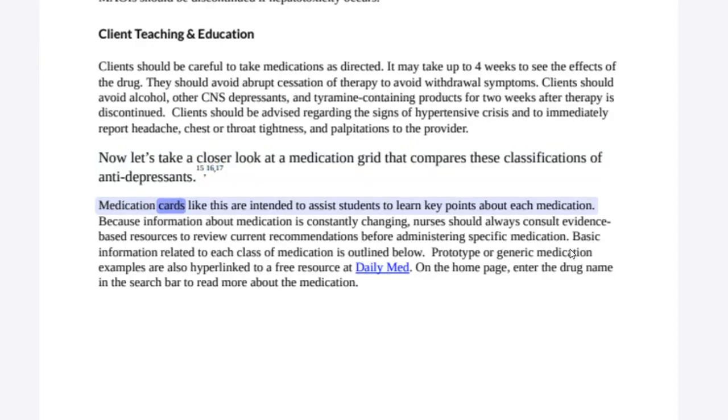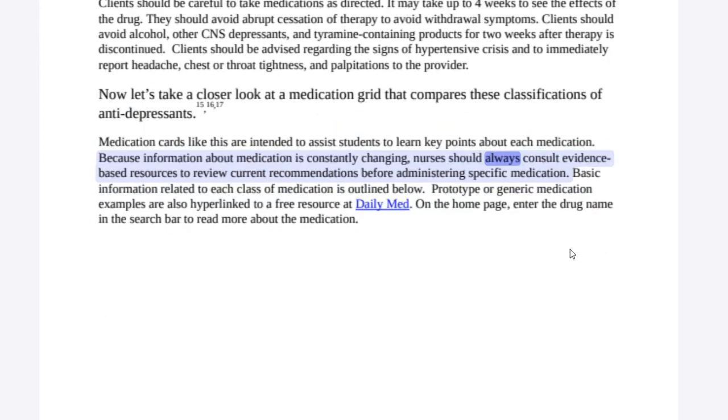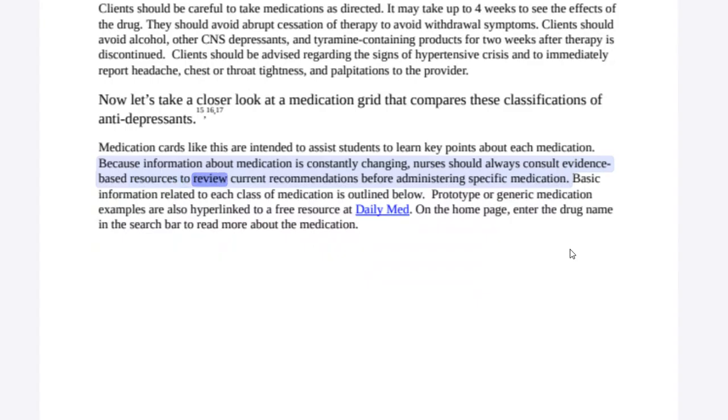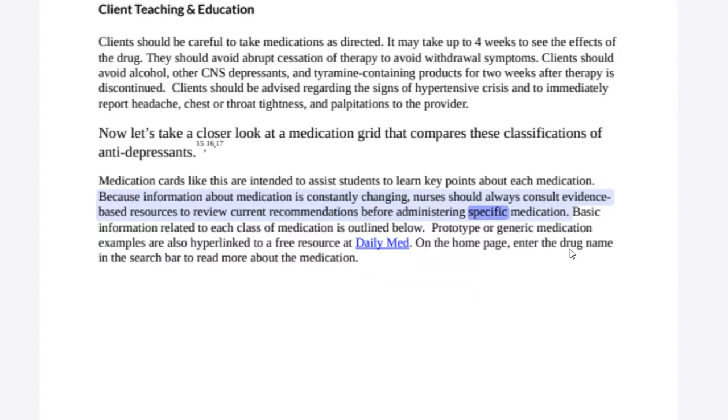Now let's take a closer look at a medication grid that compares these classifications of antidepressants. Medication cards like this are intended to assist students to learn key points about each medication. Because information about medication is constantly changing, nurses should always consult evidence-based resources to review current recommendations before administering specific medication. Basic information related to each class of medication is outlined below. Prototype or generic medication examples are also hyperlinked to a free resource at DailyMed. On the homepage, enter the drug name in the search bar to read more about the medication.